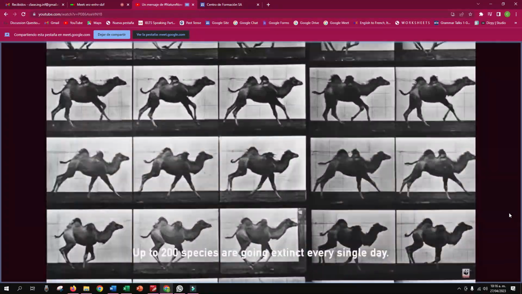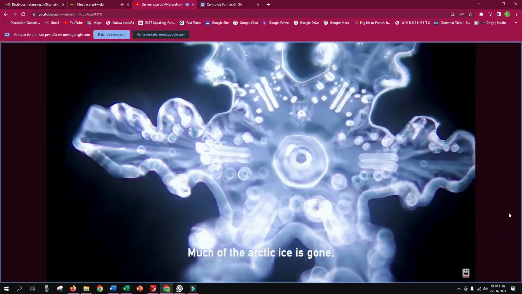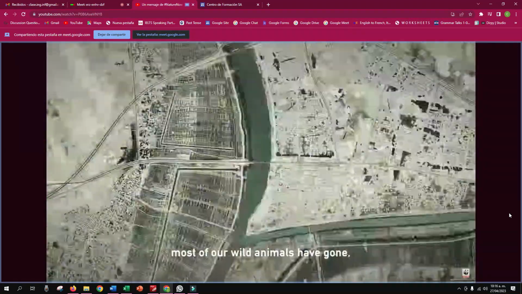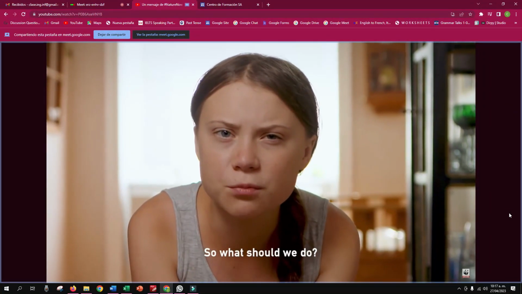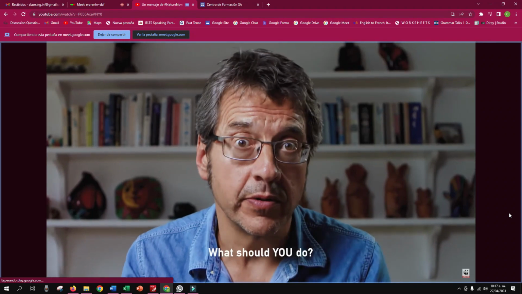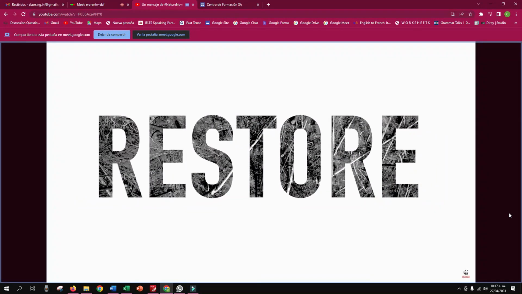Up to 200 species are going extinct every single day. Much of the Arctic ice is gone. Most of our wild animals have gone. Much of our soil has gone. So what should we do? What should you do? It's simple. We need to protect, restore, and fund.